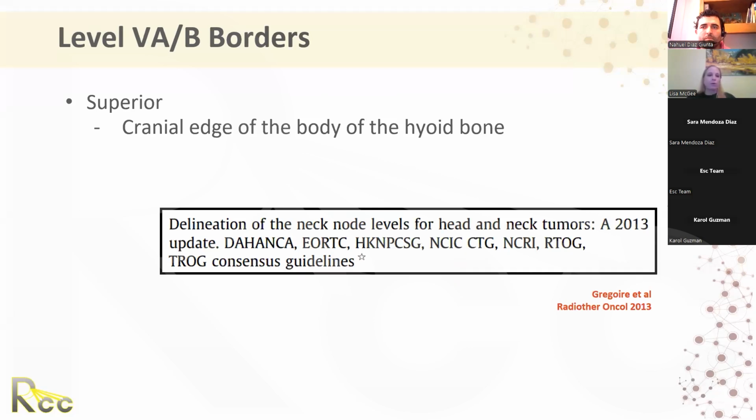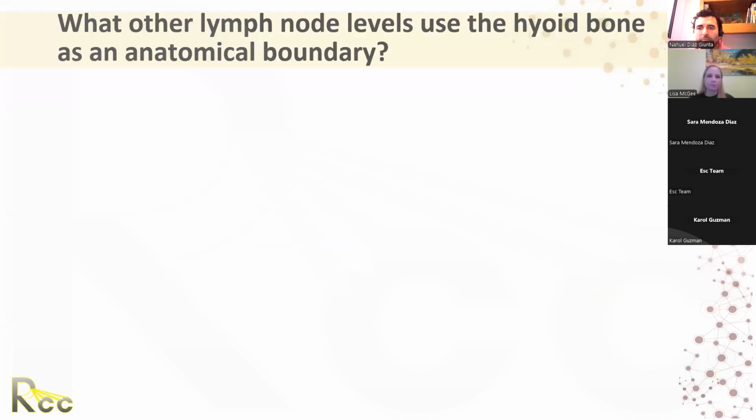As far as the borders go, we'll go ahead and start at the superior aspect of level 5. So we are again talking about the posterior triangle. Superiorly, this is going to start at the level of the cranial edge of the body of the hyoid. So the first question we have is, what other lymph nodes use the hyoid bone or the CT slice that is at the level of the hyoid bone as an anatomical boundary? Go ahead and put some of the answers in the chat here.